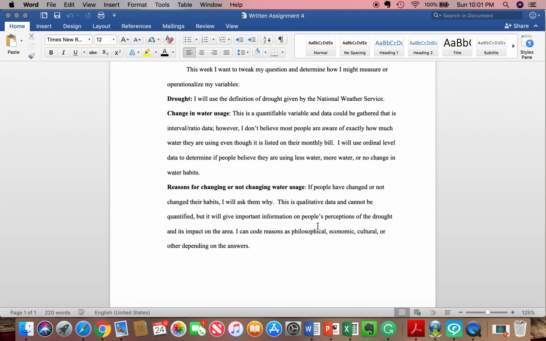And when I ask them why they haven't changed, I'll lump all of those answers into one of these 4 categories: philosophical, economical, cultural, or other. So, whatever their answer is, I'm going to make them fit into one of these 4 categories. And then with those 4 categories, I can determine which is the mode. I could find out the percentage of each one of these groups, and that's where that statistical analysis comes in.